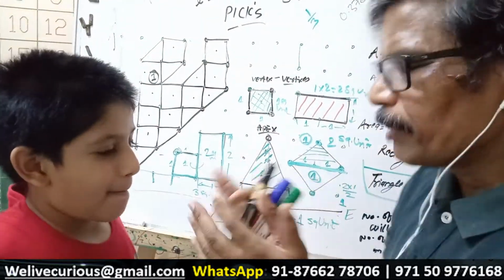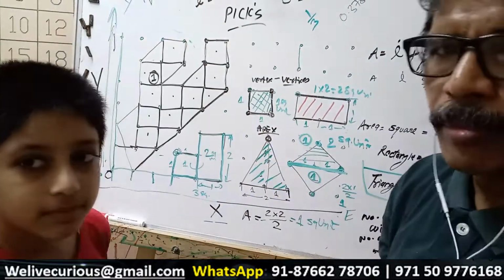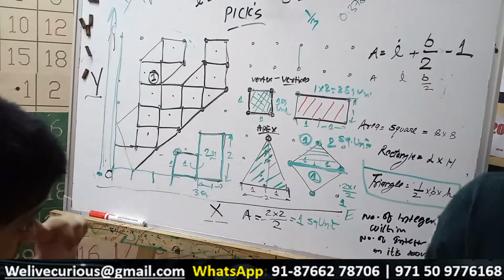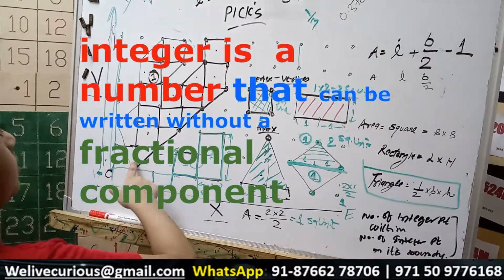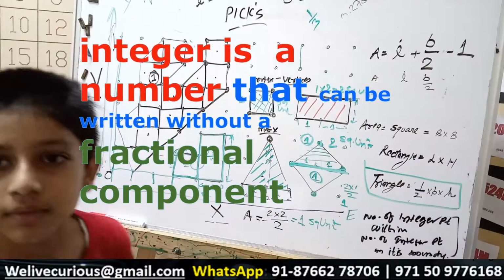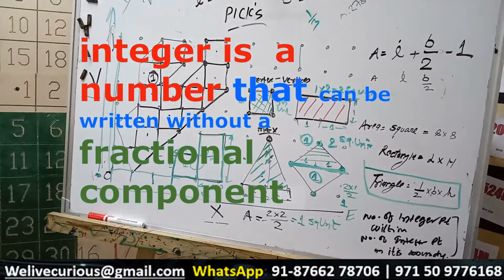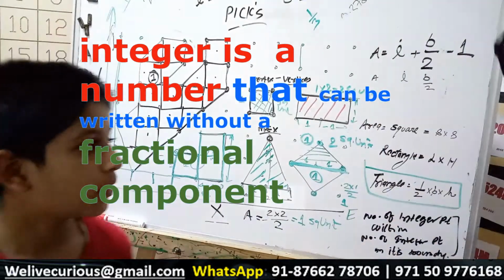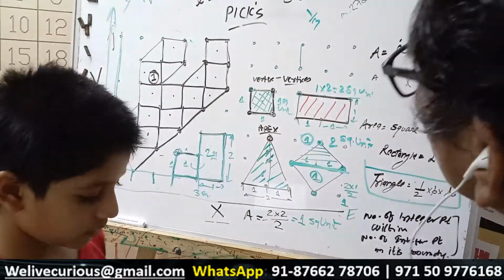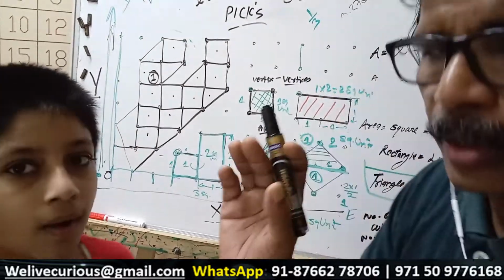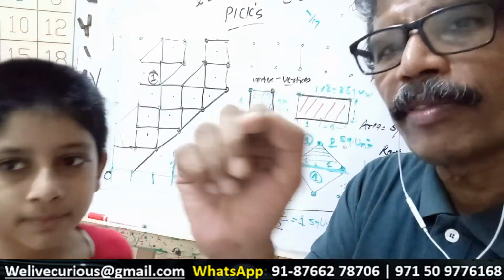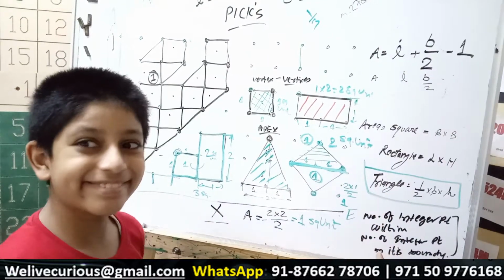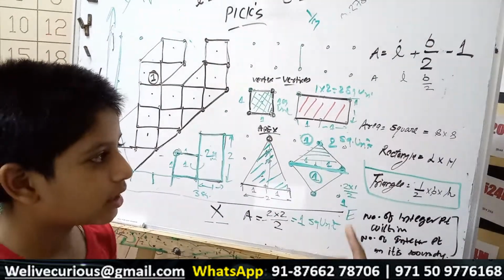So this Pick's theorem is used wherever the apex dimensions are integer values. If the coordinates of any of these figures are integers, we can use it. If it is 37.856, no, you cannot use it. You better use the formula that we gave. We have to end up using the formula.